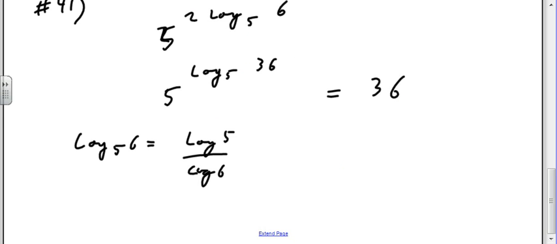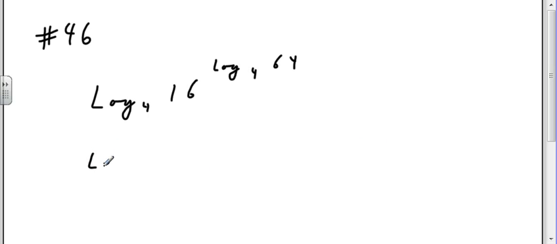We'll do 46 and then we'll move on to the next section. Oh, come on. You've got to be kidding me. 4 raised to the log base 4 of 16 times log base 4 of 64. Again, I can just put this directly on my calculator. It's going to tell me the right answer. But anyway, this is log base 4 of 4 squared times log base 4 of 4 to the 3rd, 4 cubed, right? Log base 4 of 4 cubed is 3. 3 times 2 is 6. So the answer is going to be 6.